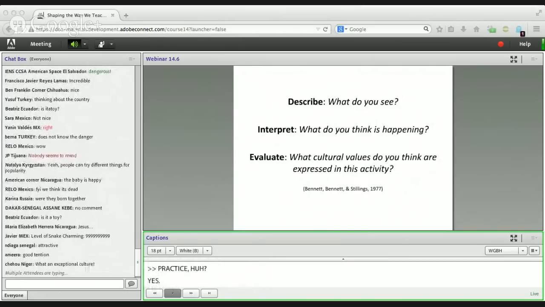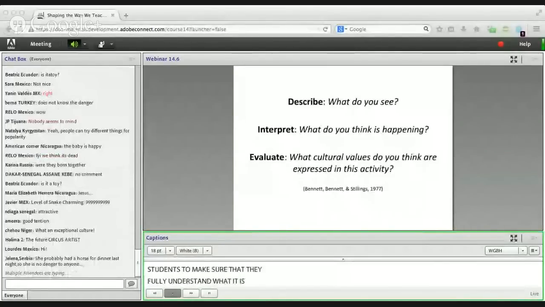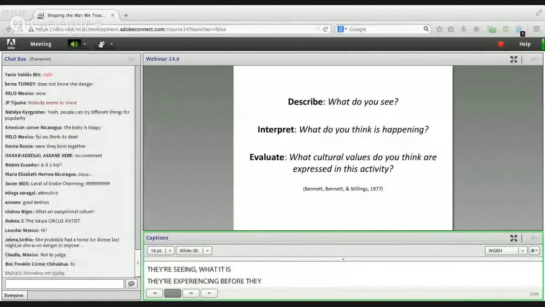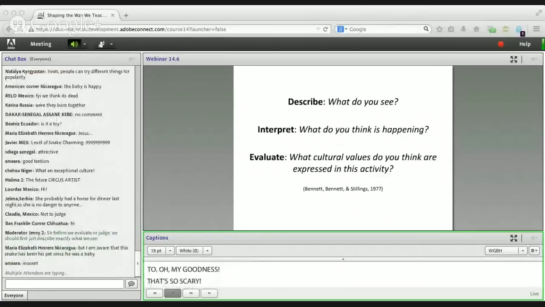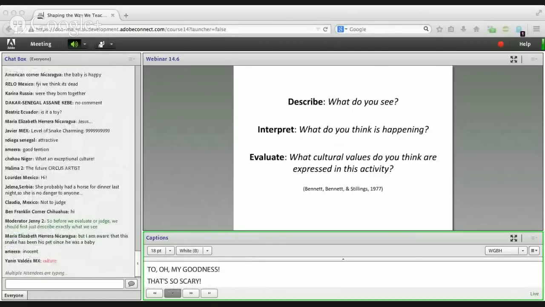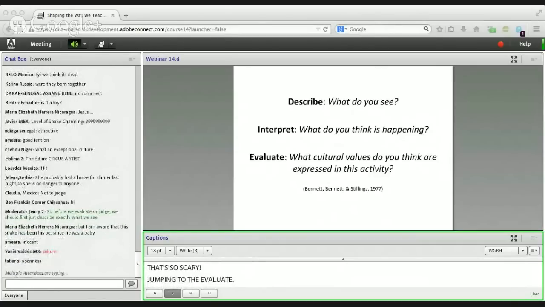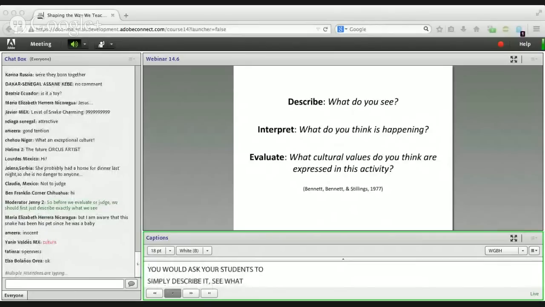So here is a simple activity that you can use in the classroom. It's called Describe, Interpret, Evaluate, so that students fully understand what they're seeing and experiencing before they judge it. With the snake photo we just looked at, instead of jumping to evaluate, saying oh my goodness, that's so scary, you would ask your students to simply describe it, then say what they think is happening, and then give their overall reaction or evaluation.